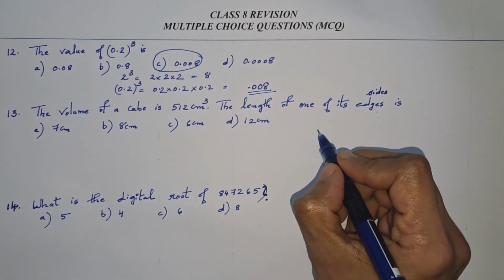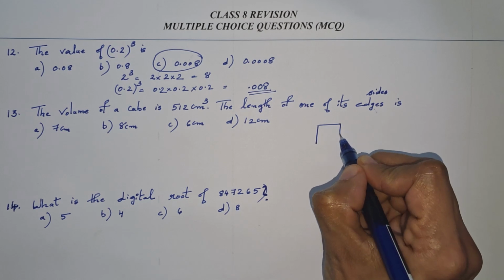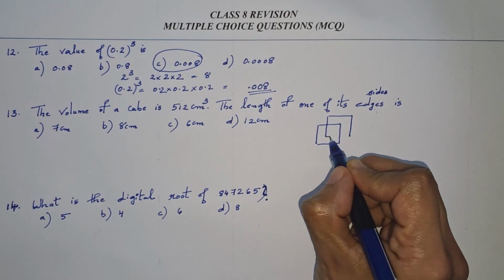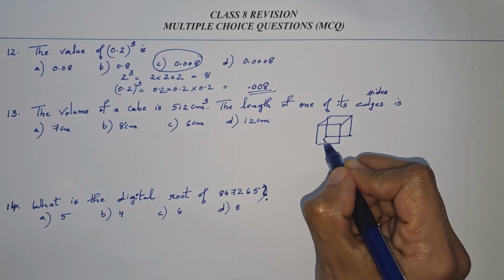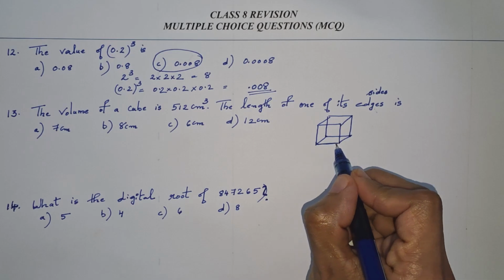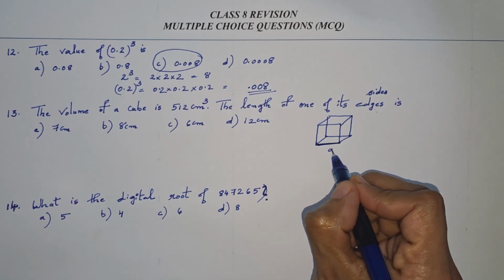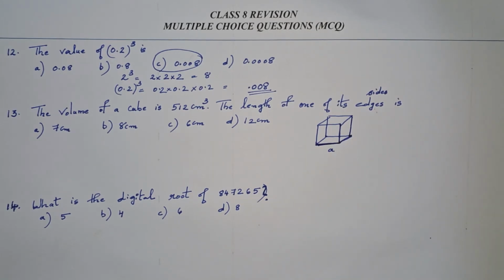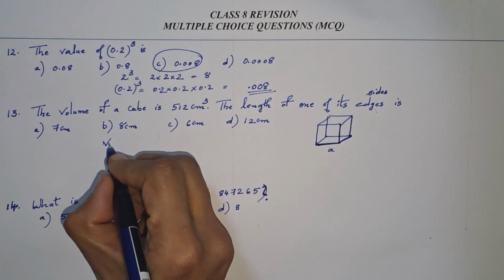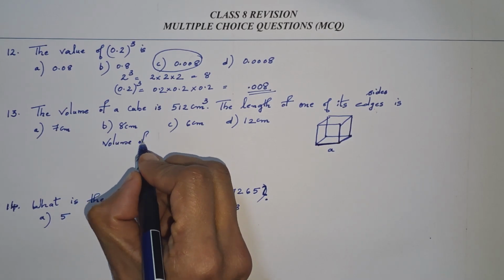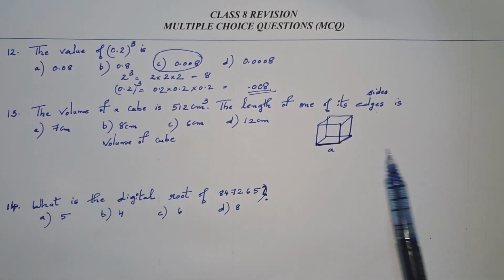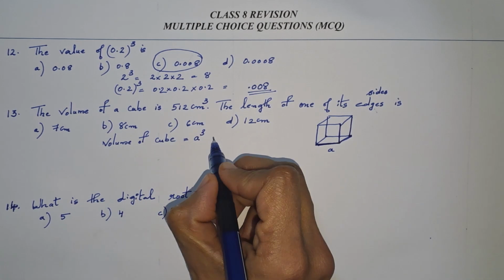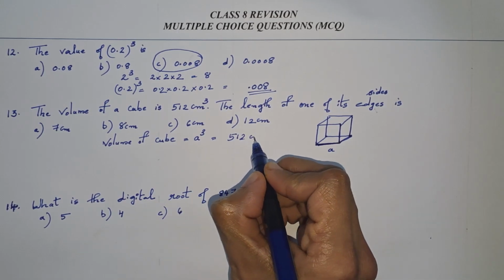So let's first consider a cube. A cube is a 3D figure in which all the sides are equal, right? Let's consider this side. Each of this side is A, then this side is also A, this side is also A, like that. So what is the volume of a cube? If the length of the sides is A, then volume of that cube will be A cube, and that is given to be 512 centimeter cube.